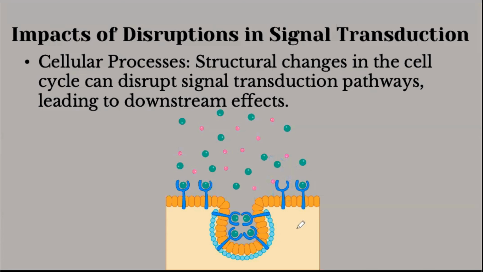And another way that this could be disrupted is even within the cell. Remember, we have relay molecules or secondary messengers that conduct signal transduction internally within the cell, and that could be altered as well, therefore altering the final cellular response. So remember, these cellular processes that are occurring in the cell are dependent on the fact that the signal transduction pathway is running smoothly and there is no disruption. But if there is one, that could alter the final cellular response.